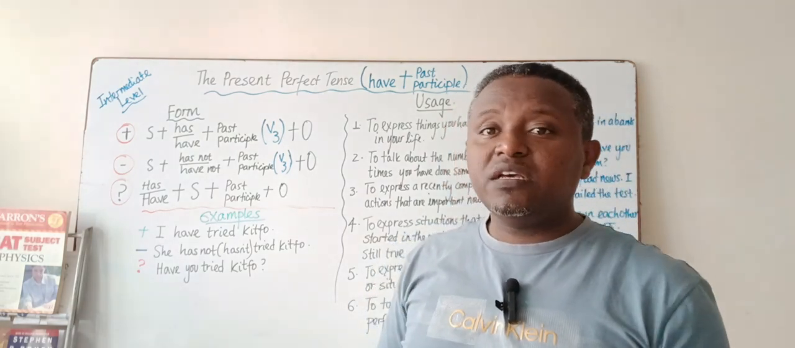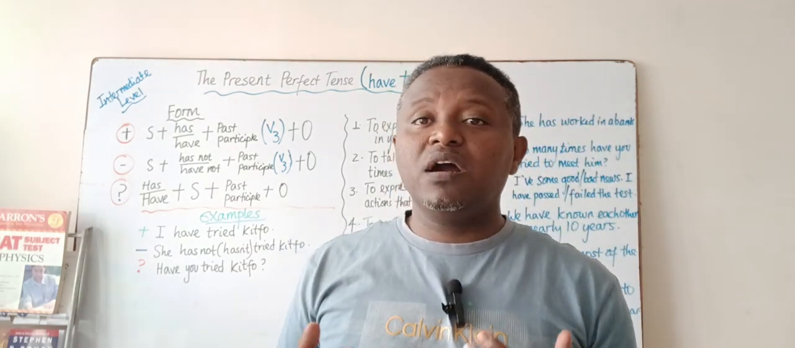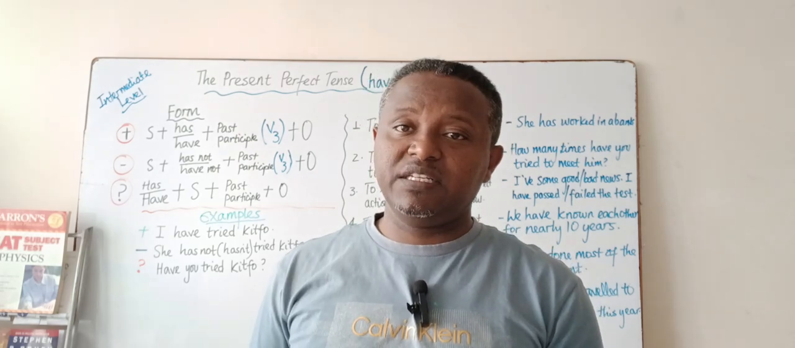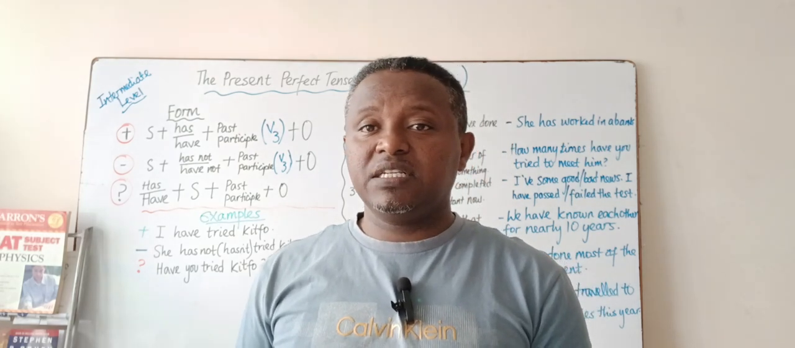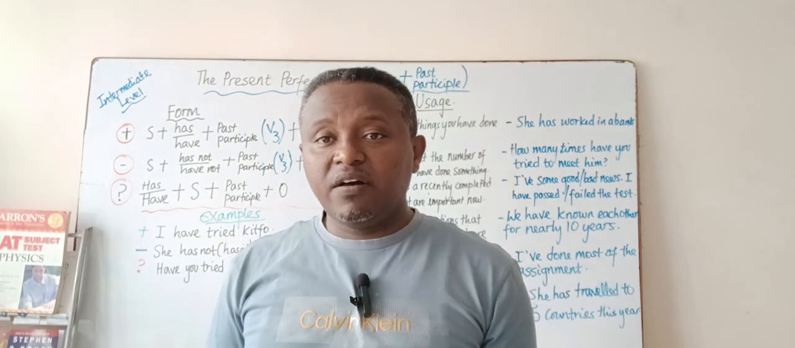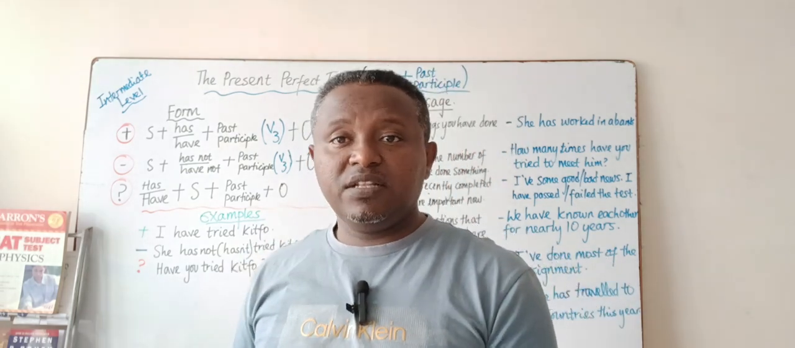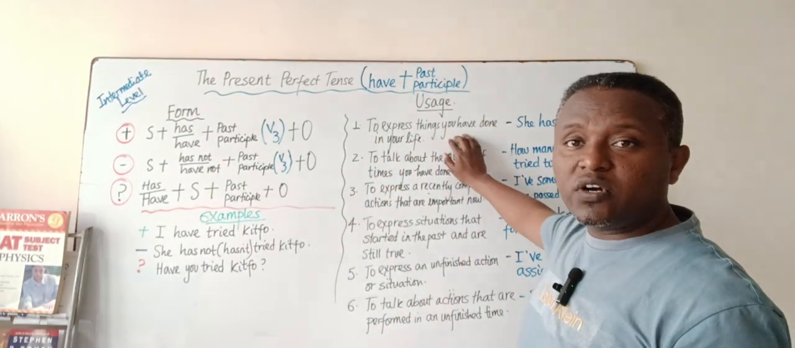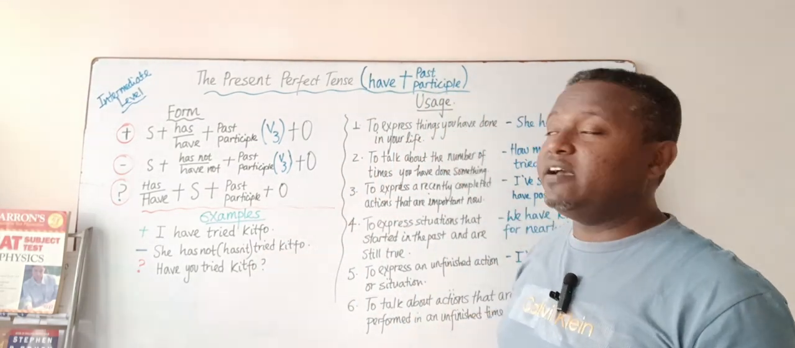So when we go to an interview, when we are asked about our previous experience, we use the present perfect tense. I have worked as an English teacher, I have worked as a marketer, I have done these activities and those activities, etc. So we use the present perfect tense to talk about such life experience.